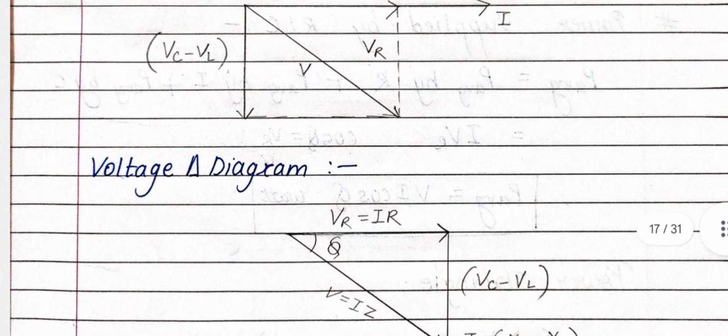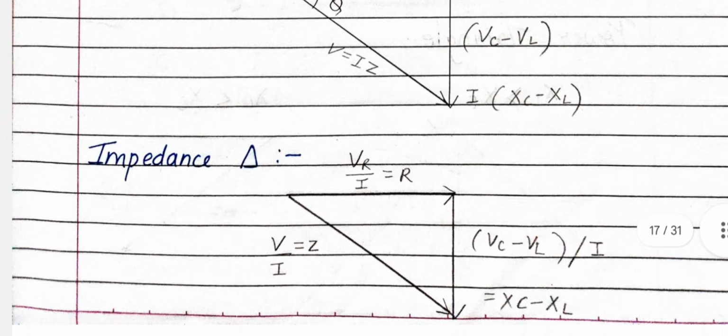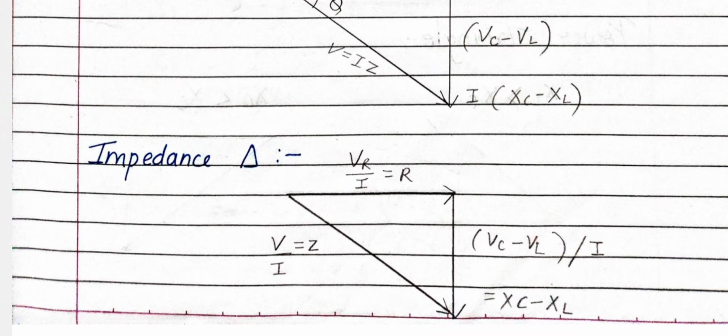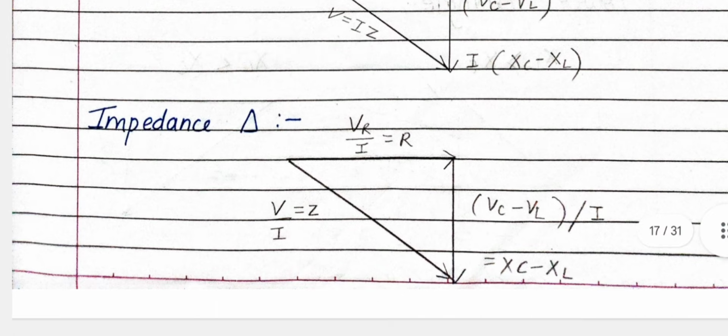Then the voltage triangle will be this. Refer to this phasor diagram. You will be drawing this one, that is VR is equal to IR. Write the formula: VR is equal to IR, and here on the right side your VC minus VL will come, which is equal to I into XC minus XL, and your resultant voltage will become your hypotenuse this time, which will be V equal to IZ. Your voltage triangle is also over, and for the impedance triangle you just have to divide by I. So you will get this type of diagram. I hope you are very clear.